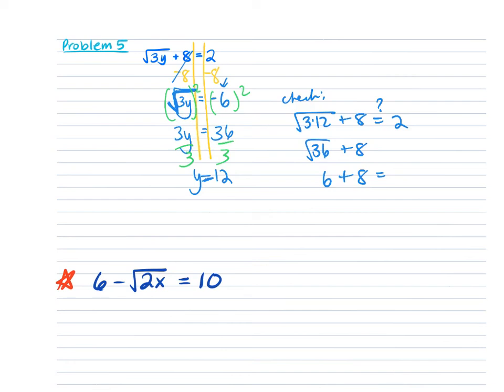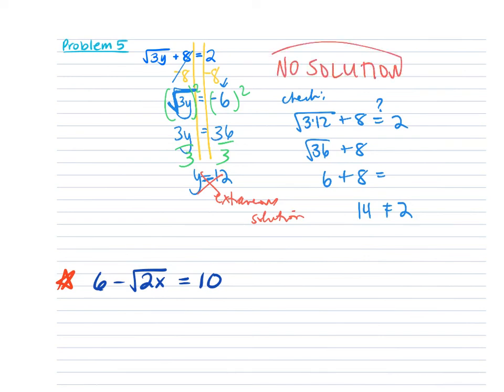equals 14. It does not equal 2. Okay, so this doesn't work. So this is an extraneous solution. And so that means the answer is, there's no other number to try, so the answer is no solution here. Okay, and we knew that back here when we saw that we had a square root equaling a negative number. That could never happen, but we do need to show that.